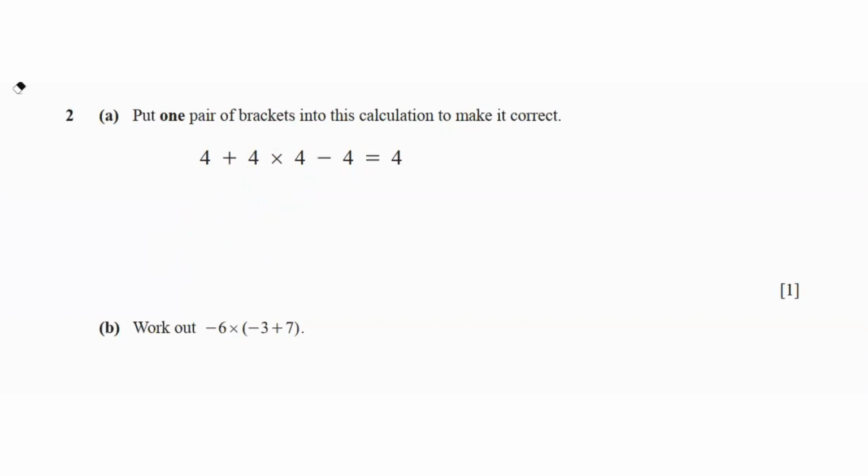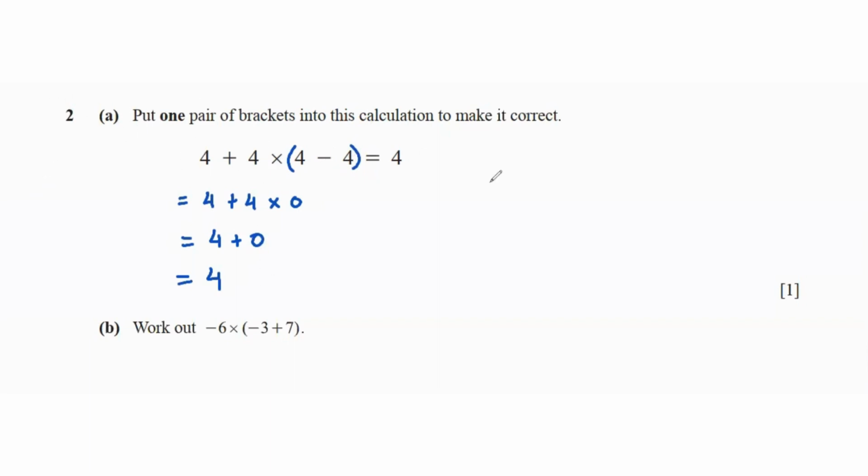Now, the last option we have is putting the brackets over here. So it's going to be 4 plus 4 times 0. 4 times 0 is going to be 0. And 4 plus 0 is 4, which means the brackets can only be put around 4 minus 4.